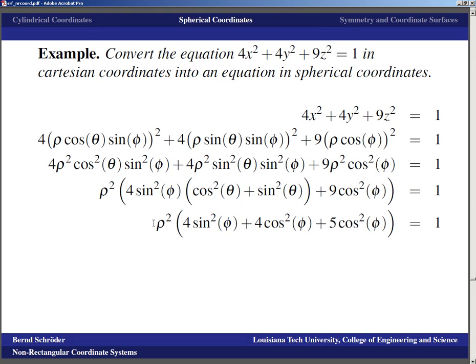So this ends up being rho squared times 4 sine squared phi, and the 9 cosine squared phi is 4 cosine squared phi plus 5 cosine squared phi. The right side is still equal to 1, and so this is rho squared times 4 plus 5 cosine squared phi, and that's it. That's about as condensed as it can be, and you can see this ellipsoid can therefore be expressed in spherical coordinates with two variables, rho and phi, rather than three variables, but that hinges on the fact that it has a circular cross-section.